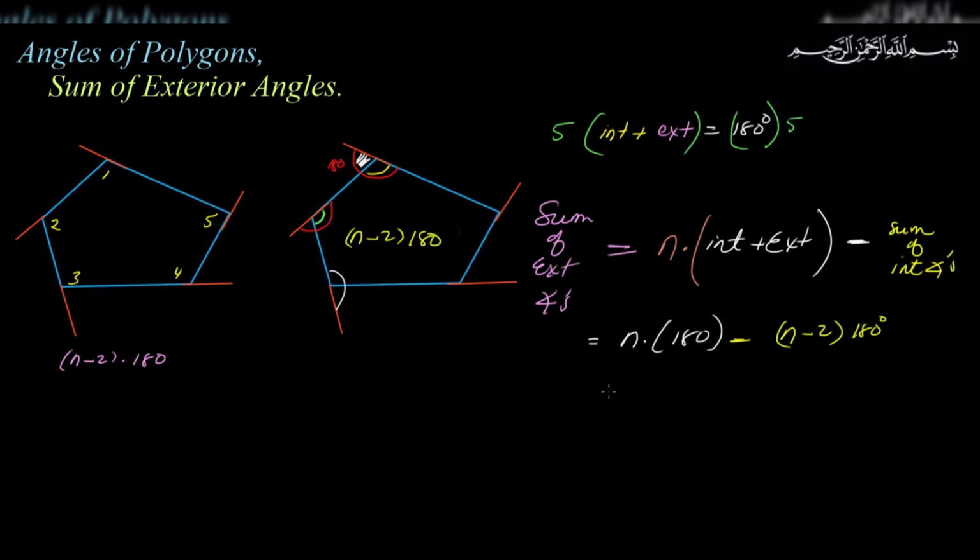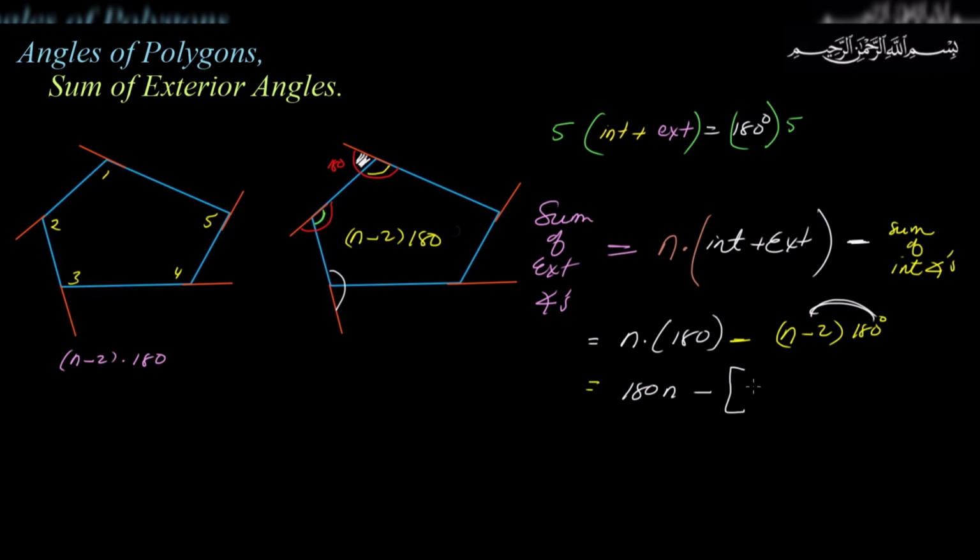I've written that. So n times 180 will give you the sum of both interior and exteriors, and you take away all of the interiors, you get that. Then you do a little bit of algebra here. That's easy enough to do. So this is 180n, and you distribute this over here. You have to be careful with this negative sign here, okay? So let me just distribute it like this.